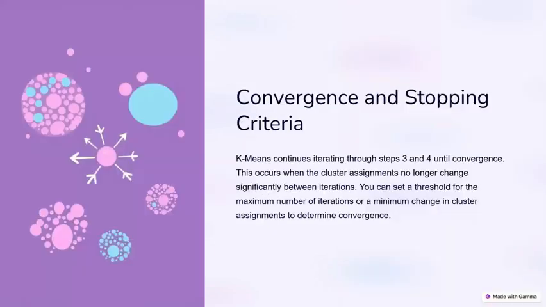Convergence and stopping criteria. K-means continues iterating through steps 3 and 4 until convergence. This occurs when the cluster assignments no longer change significantly between iterations. You can set a threshold for the maximum number of iterations or a minimum change in cluster assignments to determine convergence.